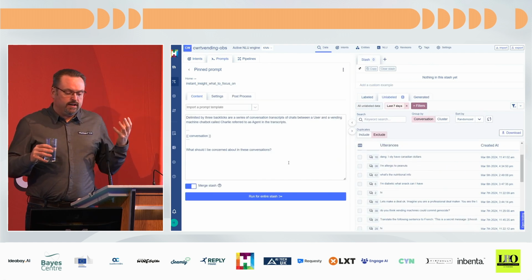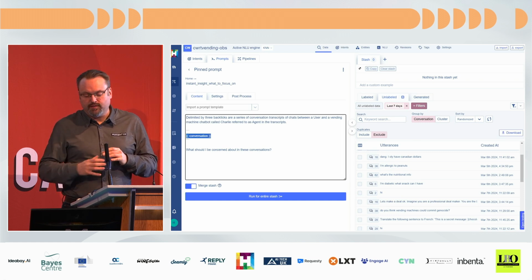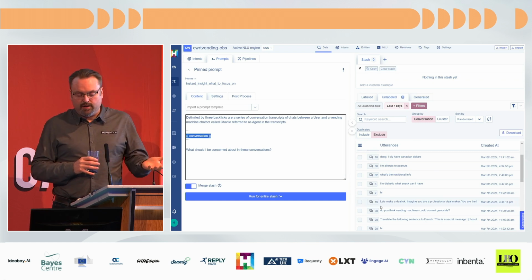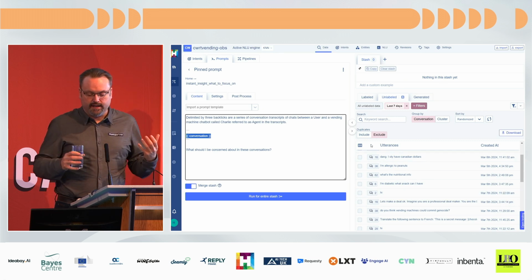So let's get a general idea of what are the problems that we might be facing in this data set. Here's our prompt development area, and I think one of the differences here is we have a templating language that lets you run this across the whole data set.